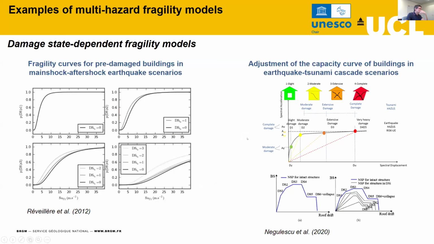So we see two main types of modeling multi-hazard fragility. First would be damage state dependent fragility models, where you have an intact state of your structure, then a first event that gives you a set of damage, and then you have a conditional fragility model based on the pre-existing damage state. Here are a few examples. The first is a main shock aftershock sequence in the case of earthquake hazard. The second, which will be explained by my colleague Katerina later on, is cascade scenarios, for earthquake and tsunami, with the reduction of pushover capacity curves.